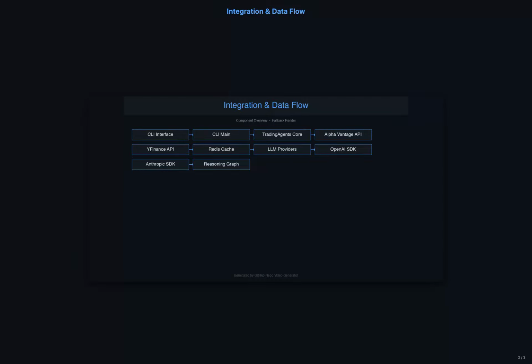So the sequence is clear: data ingestion flows in, agents process and communicate, decisions are made, and trades are either simulated or sent out. This modular flow lets you add or replace agents, plug in new data sources, or swap LLM providers with ease. And that's the overall architecture.